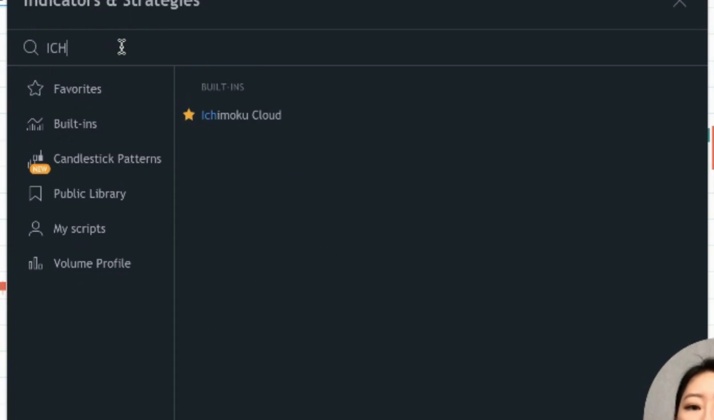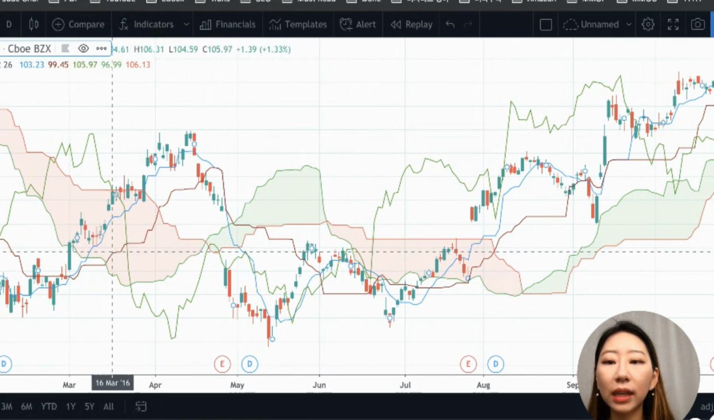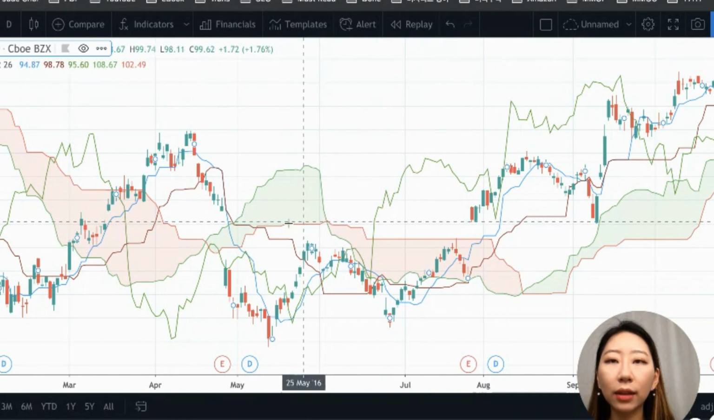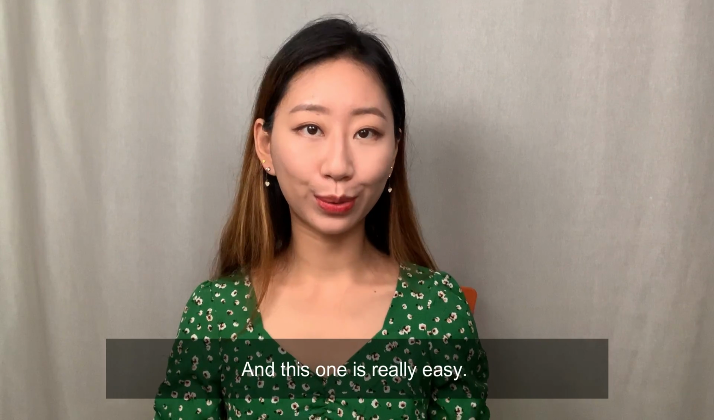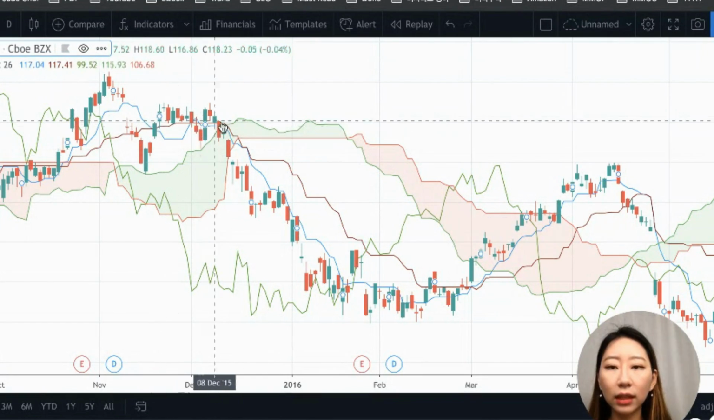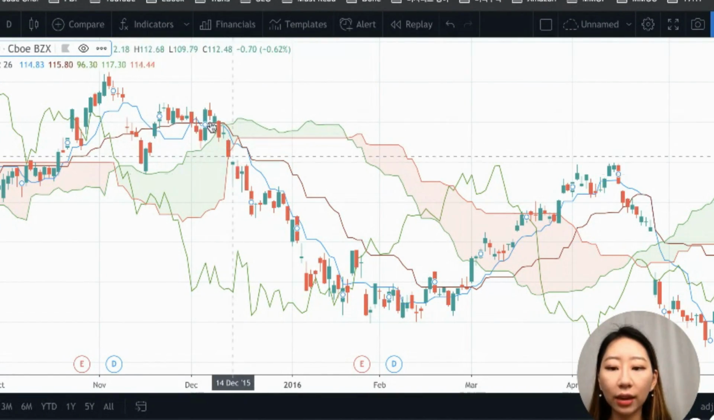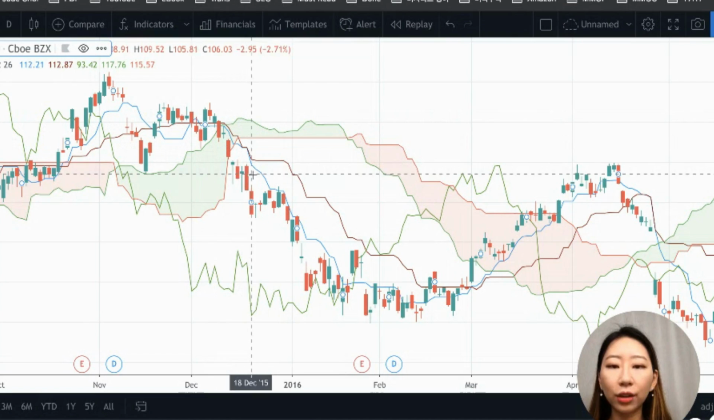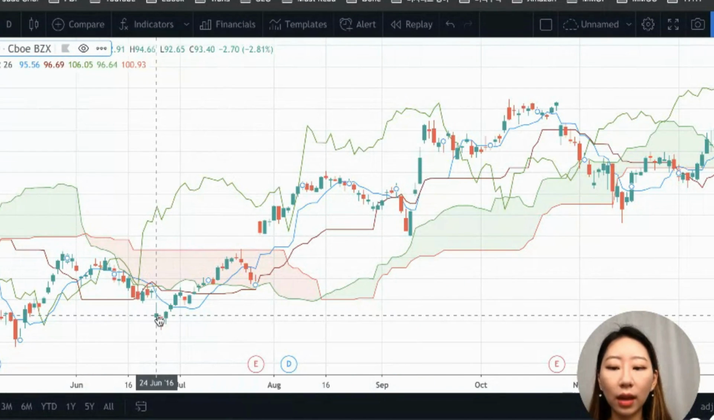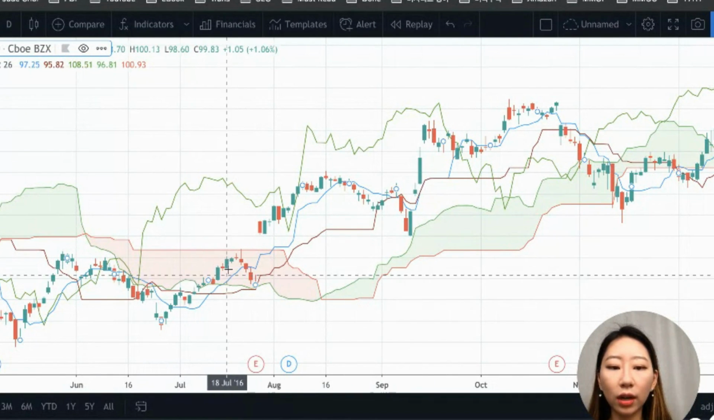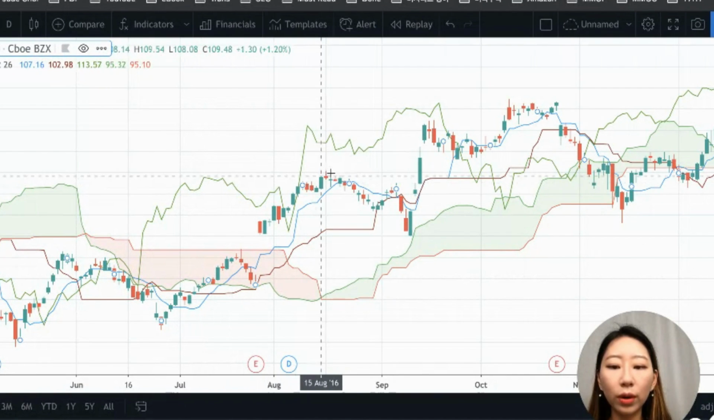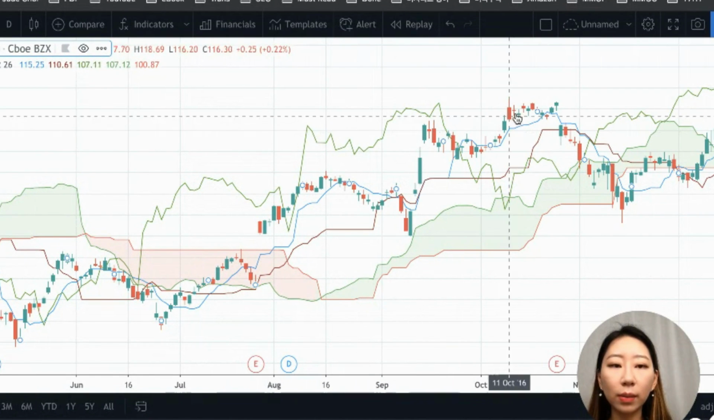When you add Ichimoku Cloud, you'll see some red clouds and green clouds. And this one is really easy. When the candlesticks cross the cloud and go further down, you'll see the bear market like this. And when you see the candlestick crossing the cloud and going upward, you'll be able to see some bull markets.